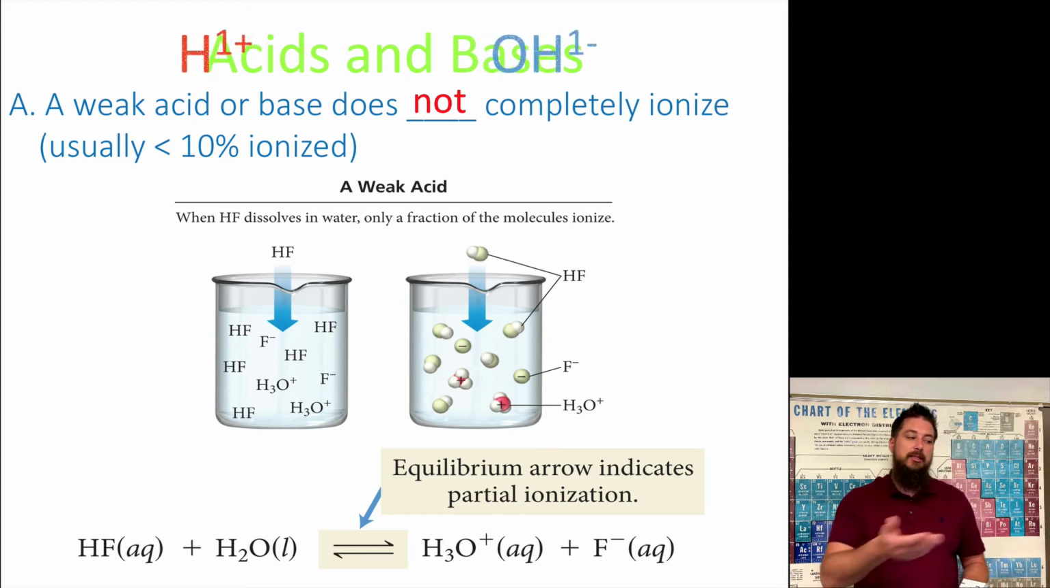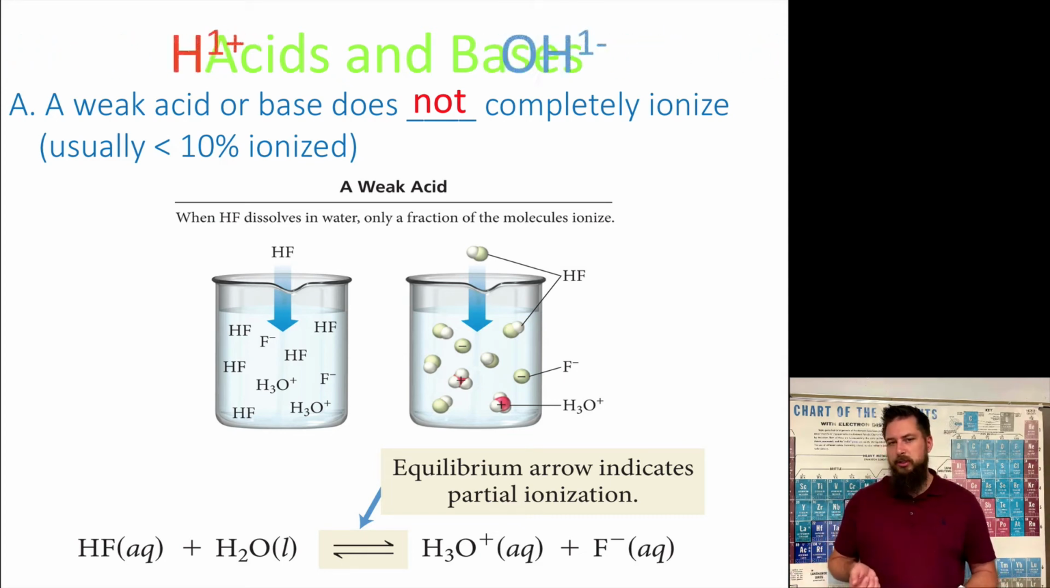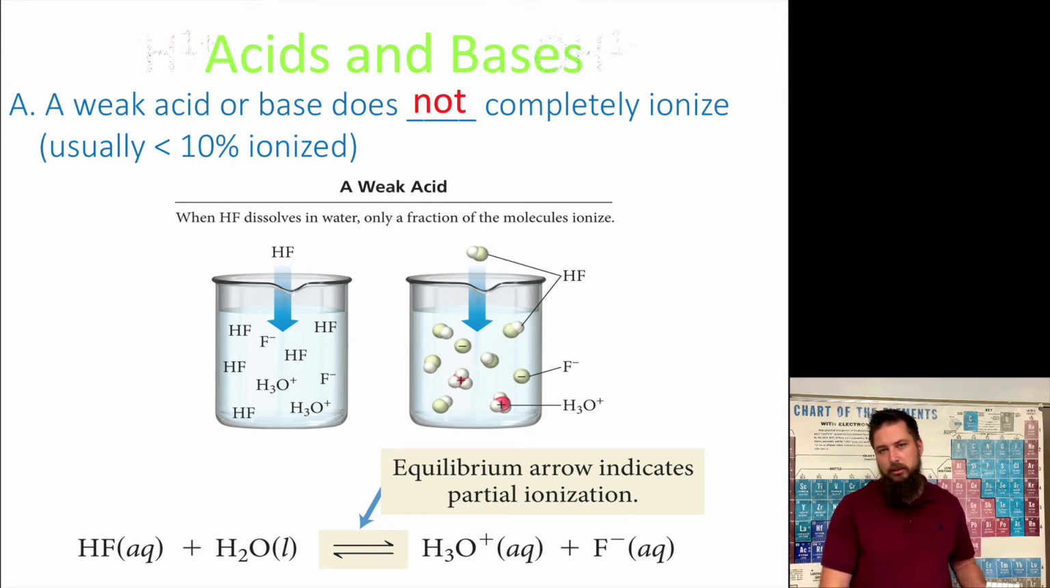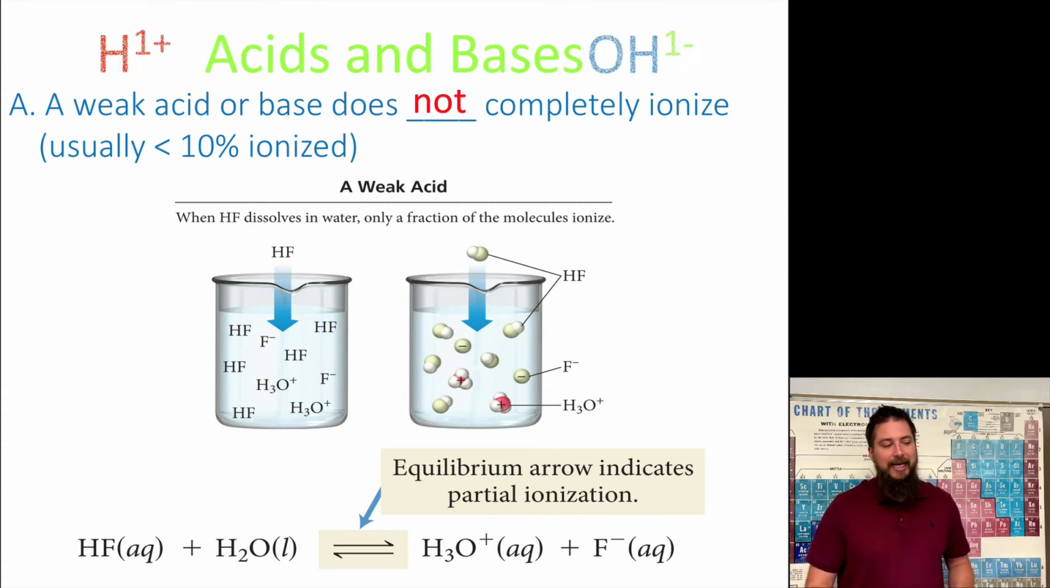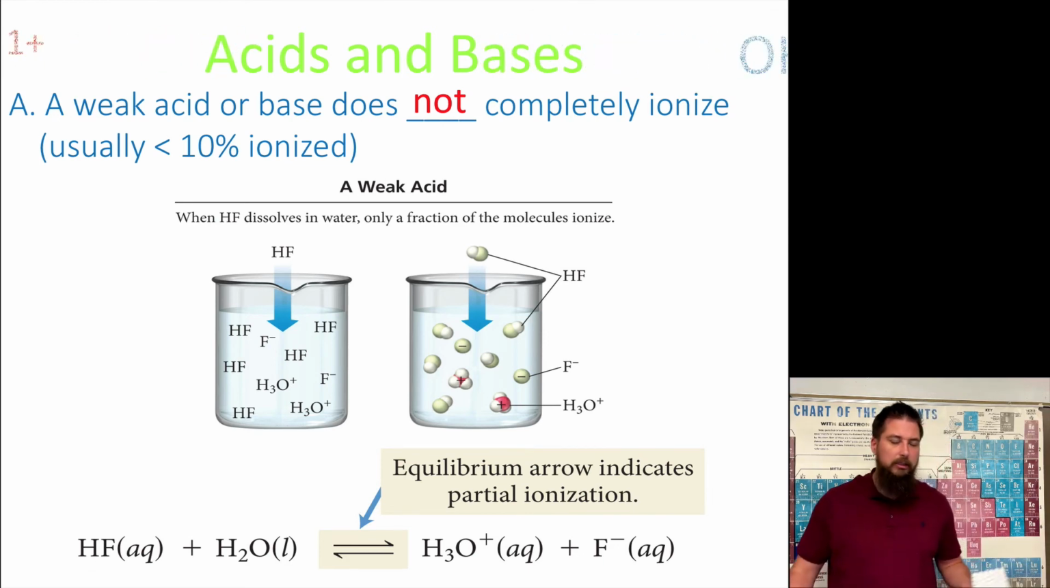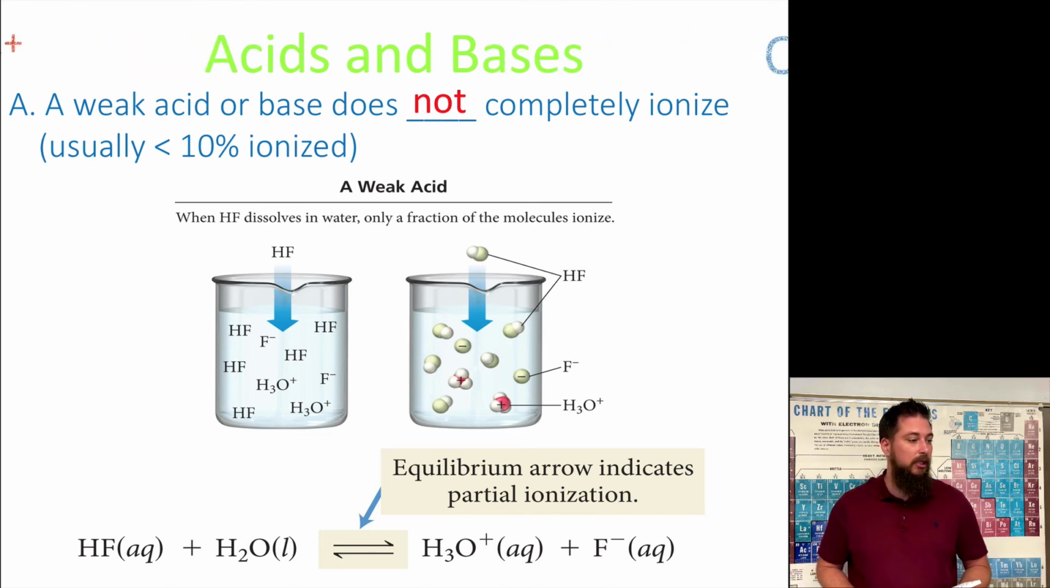And so it says there that usually less than 10% is ionized. So in this situation, if we put 100 molecules in, only 10 molecules will actually dissociate at any given moment, because as they dissociate, they start to come back together. But the reality is that it's even way less than that. Most weak acids have a very, very small percentage actually ionizing. It could be even a decimal, a percent of a percent even.